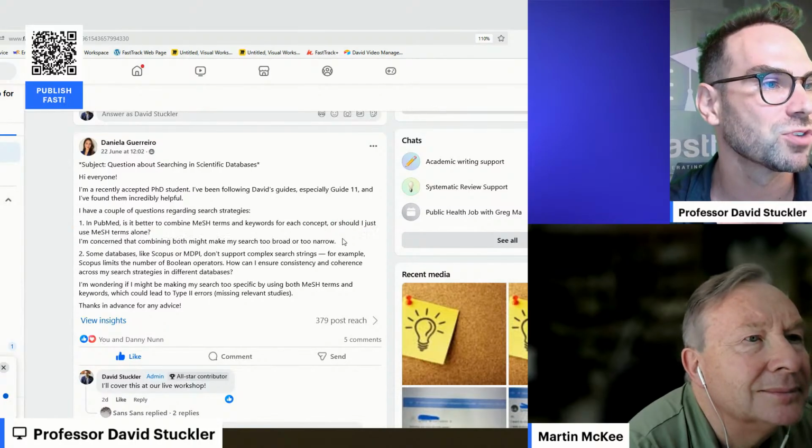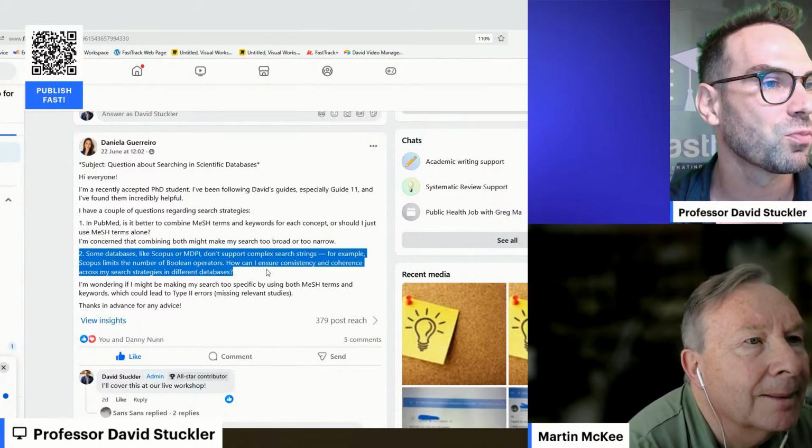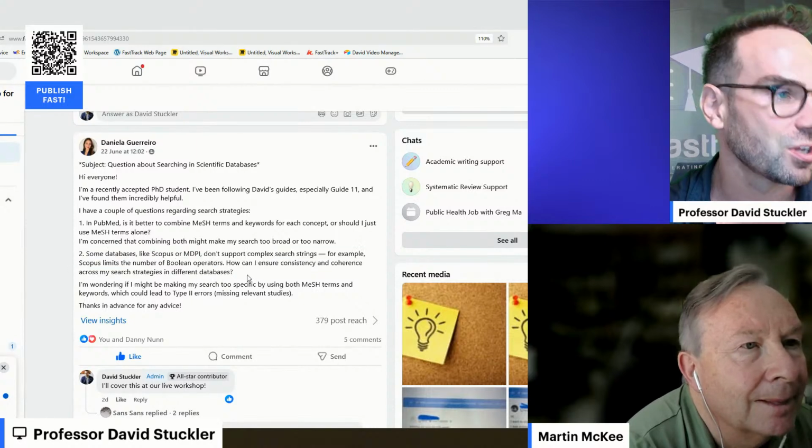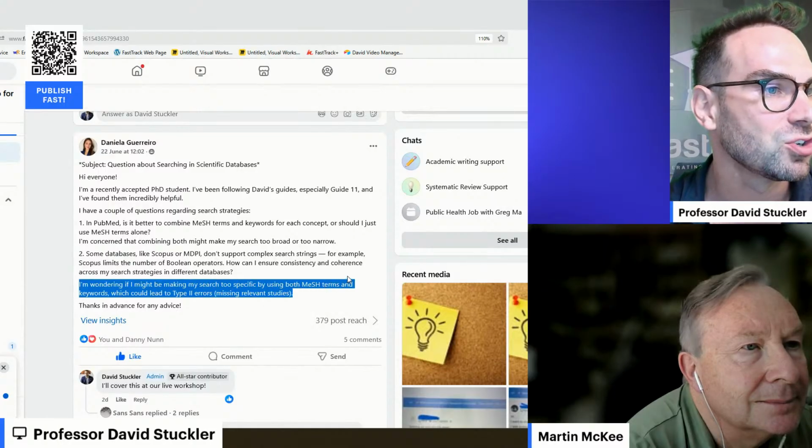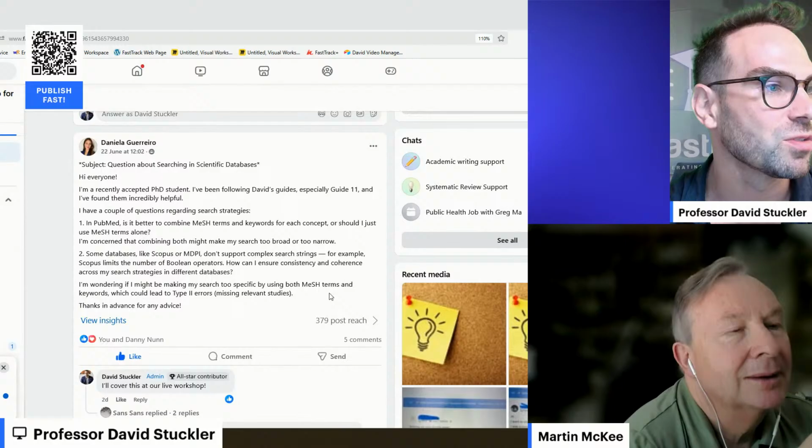Should I just use mesh terms alone? And then some databases don't support complex search strings, like Scopus limits the number of Boolean operators. How can I ensure consistency and coherence across databases? And am I making my search too specific by using both mesh and keywords?